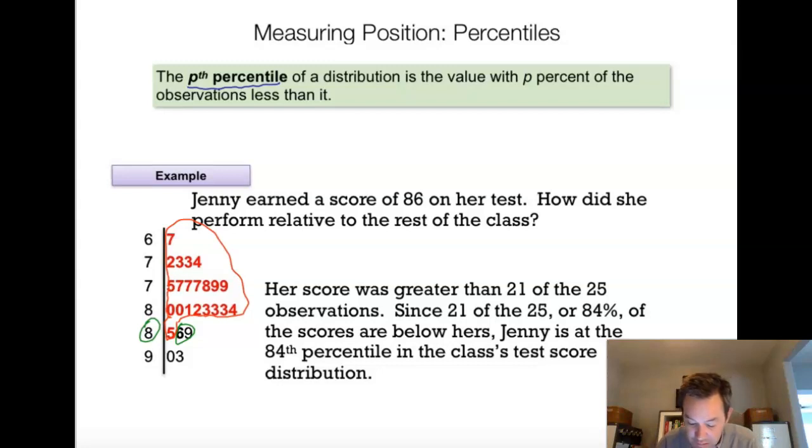So her score was greater than 21 of the 25 observations. To compute the percentile, you would just do 21 divided by 25, which comes to about 0.84. So we would say that Jenny is at the 84th percentile in the class's test score distribution.